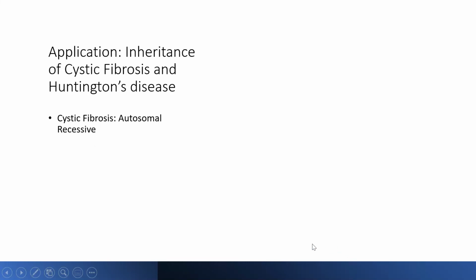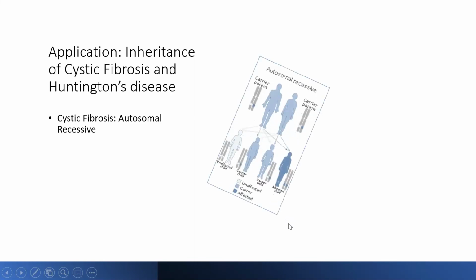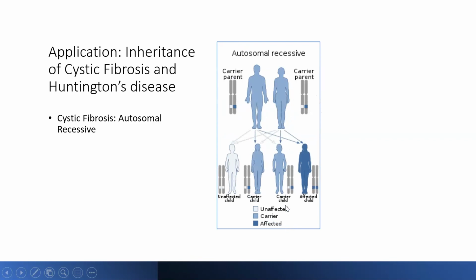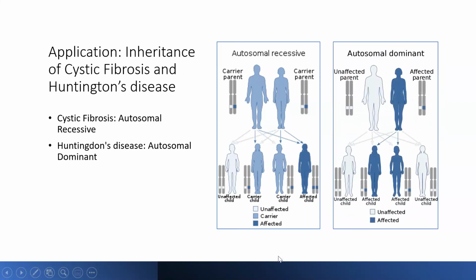Okay, now looking at the inheritance of cystic fibrosis and Huntington's. Cystic fibrosis is autosomal recessive. We've already said that earlier in the video. Which means if it's recessive, we can have carrier children. Huntington's is dominant, so we do not have carriers. We have affected or non-affected. We spoke about that earlier in the video.